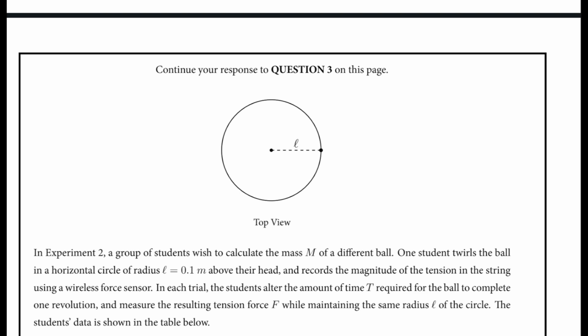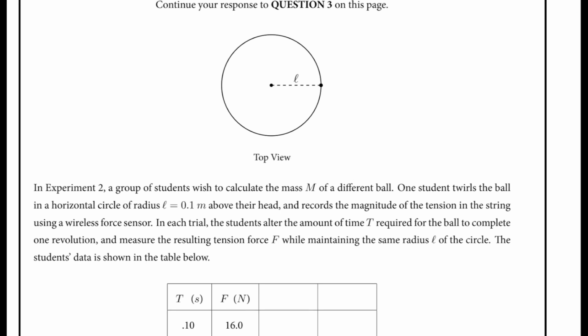One student twirls the ball in a horizontal circle of radius 0.1 meters above their head and records the magnitude of tension in the string using a wireless force sensor. So they're just spinning a ball on a rope above their head in a horizontal circle, so we can neglect gravitational effects. And we're just figuring out the tension in the string, so there's some force sensor attached. And then in each trial, they just record the amount of time t it takes the ball to spin around. Using video software, I presume, because this would be very hard to do live. And the circle radius is kept constant here.